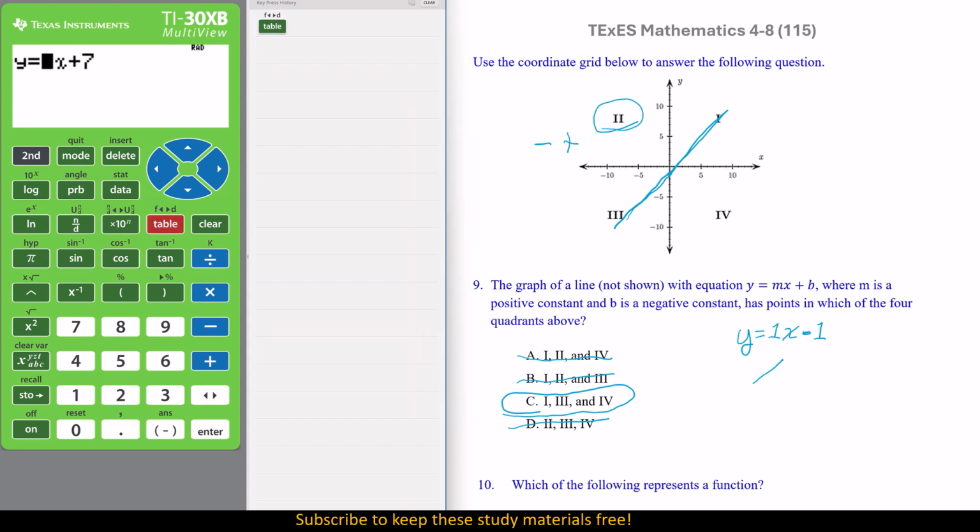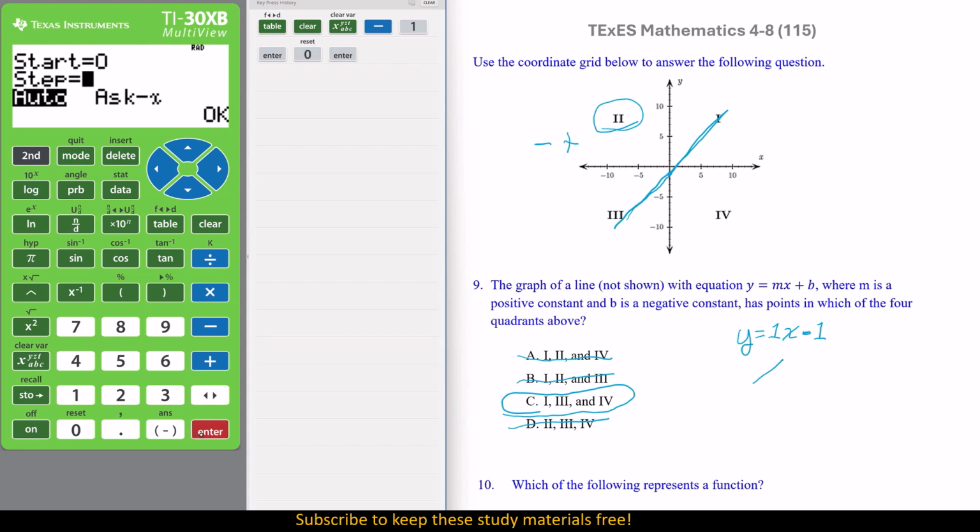Okay, so let's push table. Let's clear that out. And let's say x minus 1. Okay, that looks good. Okay, let's start at 0. We're counting by whole numbers, so steps 1. And there we go. Okay, I do not see a case. I'm up here in the negatives. I have none that have a positive y. Okay, so that is verified.